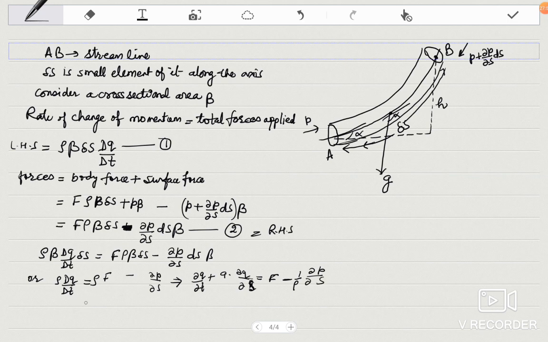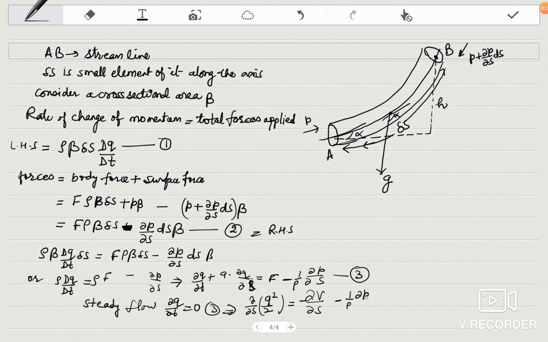Now I take flow to be steady. For steady flow, delta q by delta t will be 0, and this implies, this has become 0, combining these two I can write delta by delta S of q square by 2. Similarly this F I can write as delta V by delta S, minus 1 by rho delta P by delta S.